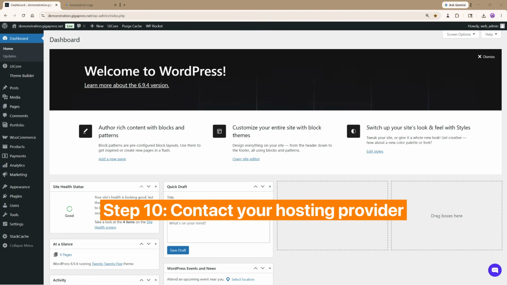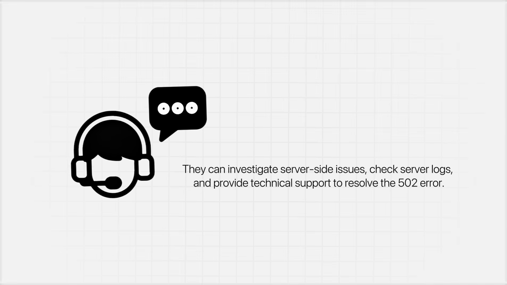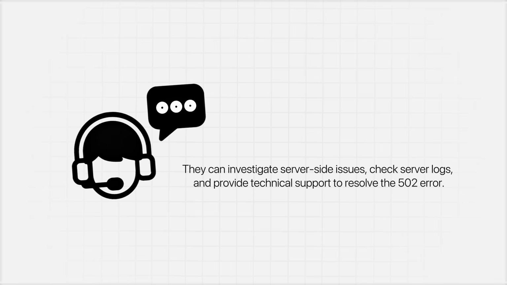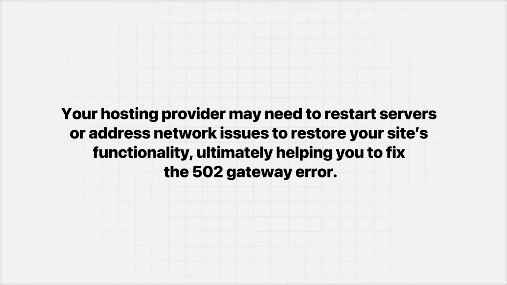You can copy the error messages and share them with your hosting support. Step 10. Contact your hosting provider. If none of these solutions works, reach out to your hosting provider. They can investigate server-side issues, check server logs, and provide technical support to resolve the 502 error. Your hosting provider may need to restart servers or address network issues to restore your site's functionality, ultimately helping you to fix the 502 gateway error.